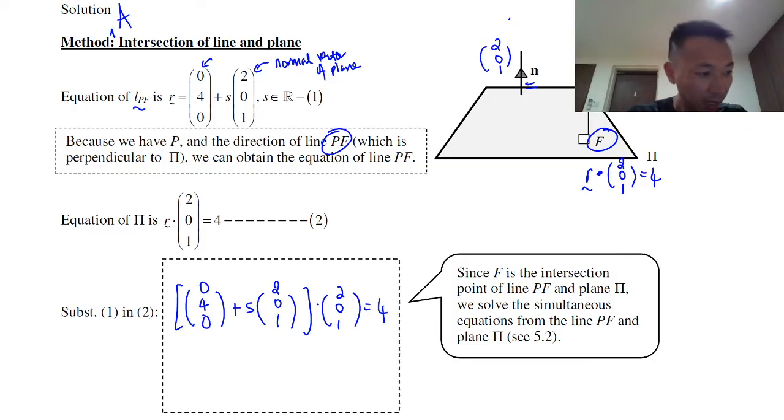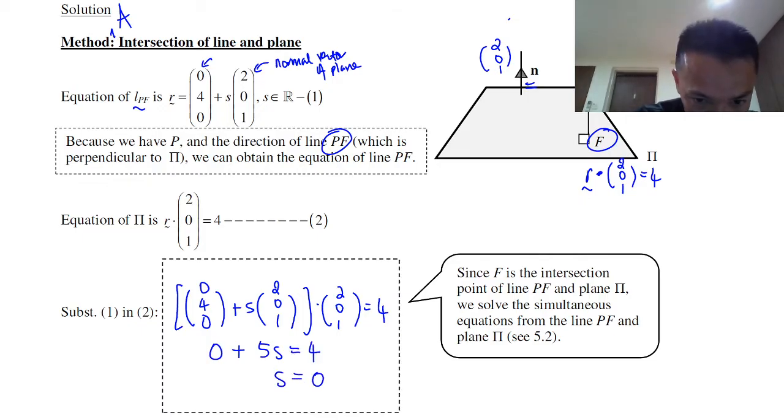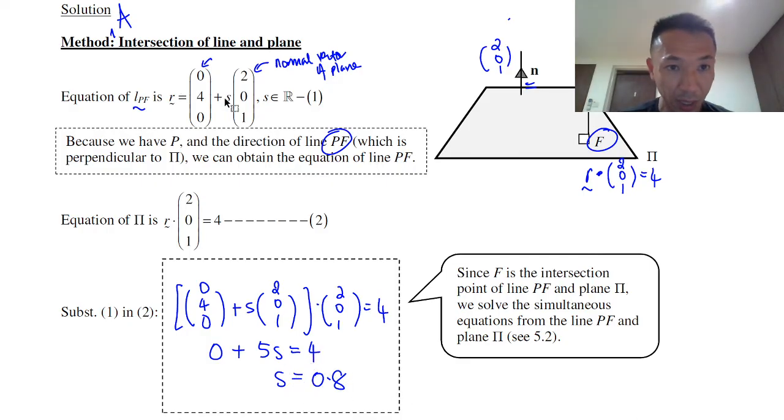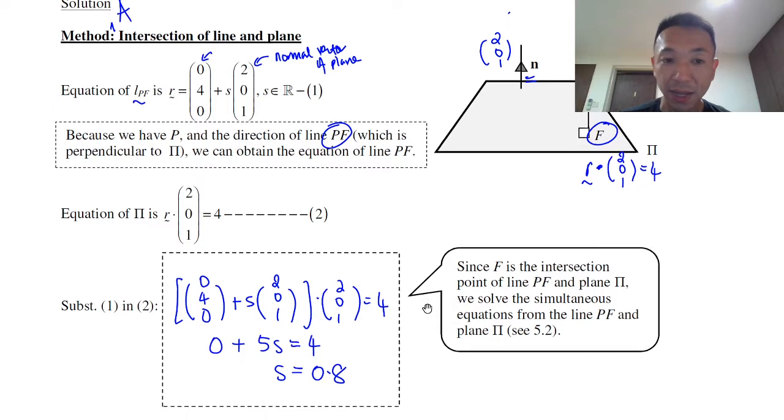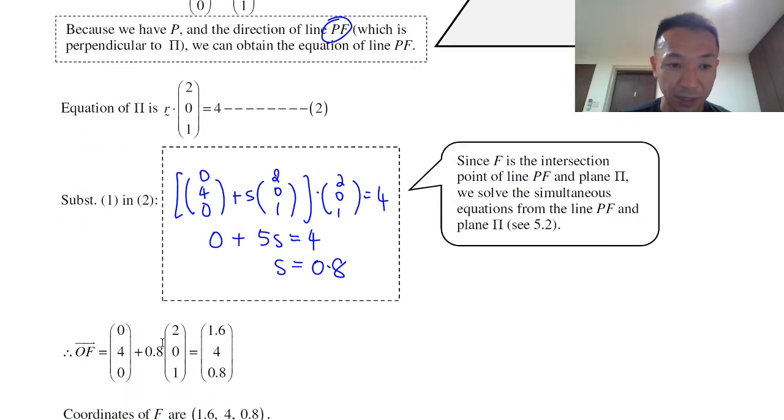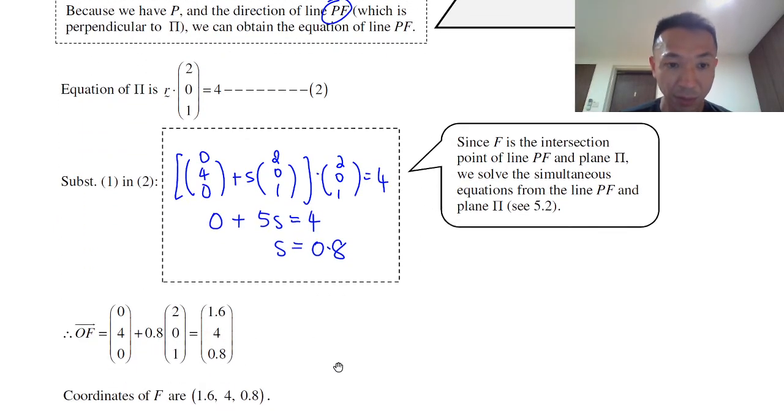You will get 0 plus 5s equals 4, so s equals 0.8. Now, once you get s equals 0.8, what do you need to do? You just substitute s equals 0.8 into the equation of the line. Quite easily, we will get the answer, which is OF. Remember, the question asks for coordinates, so you better give it in coordinate form.